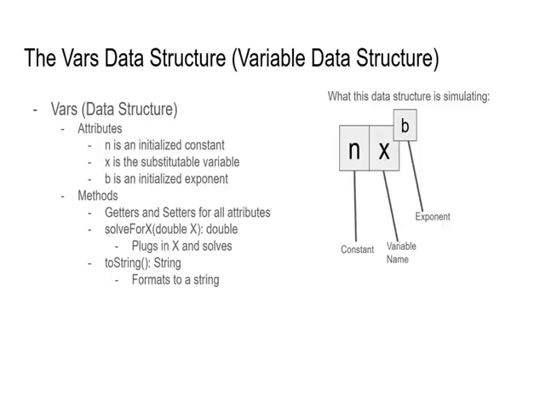For this project, I am using two custom data structures. The first one is the Vars data structure. This data structure stores three separate attributes, those being a constant, a substitutable variable, and lastly an exponent. Of course, we have getter and setter methods. Other methods include a solve for x method that simply plugs in a number for x and solves. We also have a toString override method for display purposes.